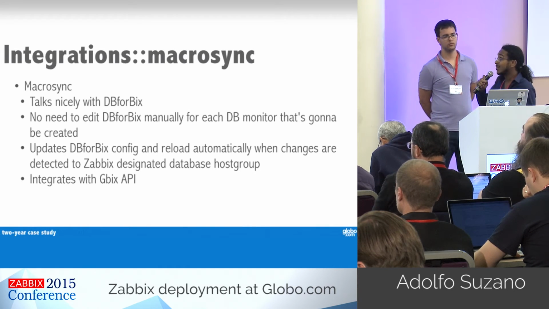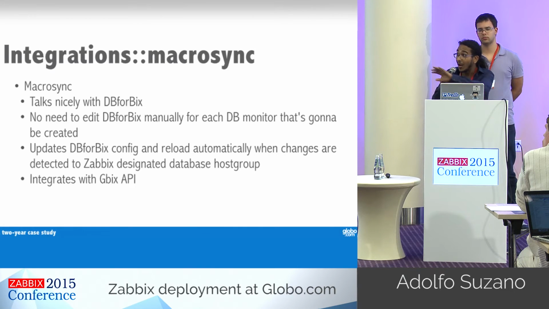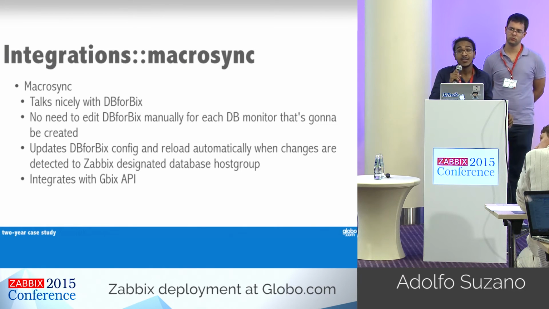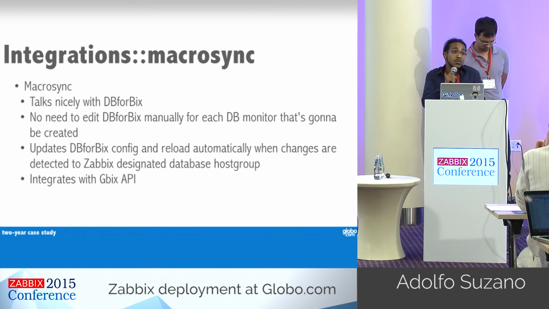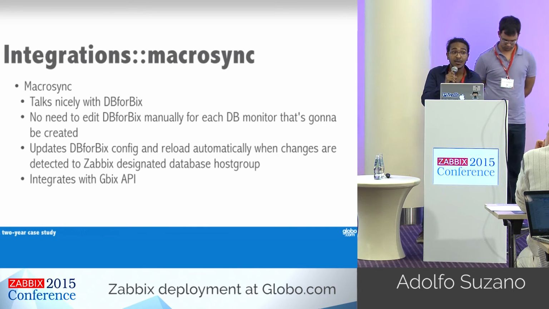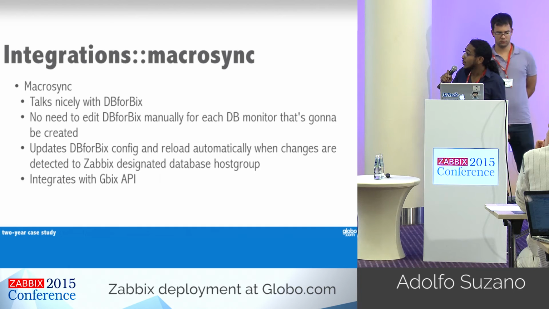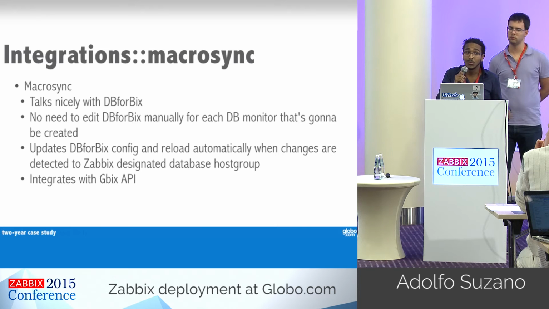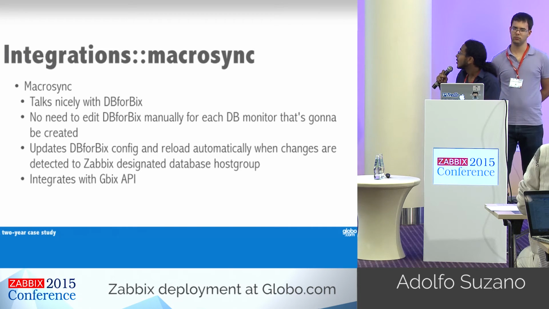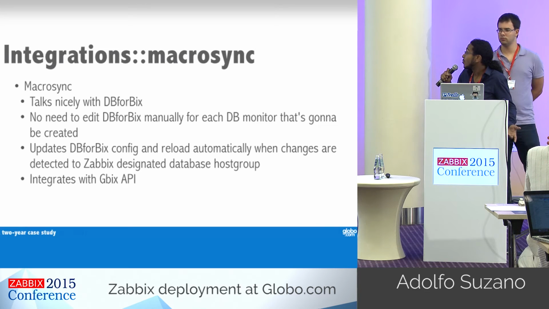So what we did, we put all those things behind the curtain again. The user only interacts with Zabbix through macros. You create a macro saying where your endpoint is and the parameters, and we do everything in the background. We update DB4Bix, we restart it, we do everything. This is quite simple, like a Python daemon.